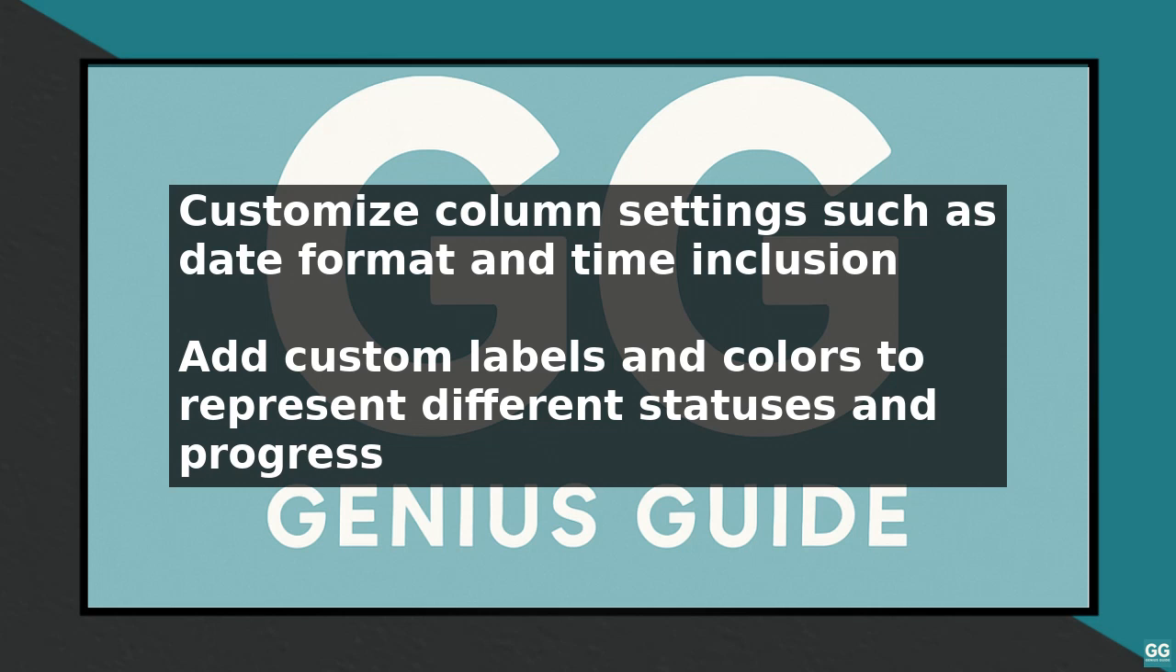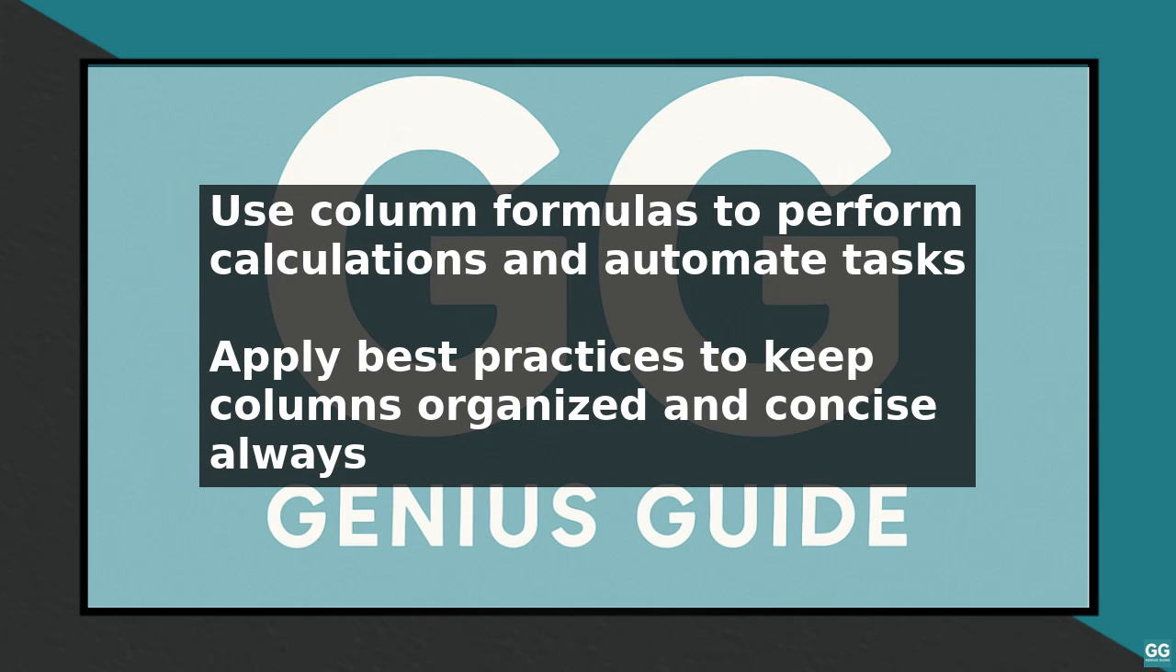Best practices for configuring column types include keeping your columns organized and concise, using clear and descriptive names, and limiting the number of columns to only what is necessary. This will help you and your team quickly understand and navigate your board. In addition, consider using column groups to categorize related columns and make your board more readable. You can also use conditional formatting to highlight important information and draw attention to specific columns.